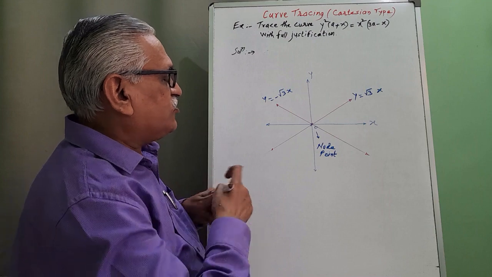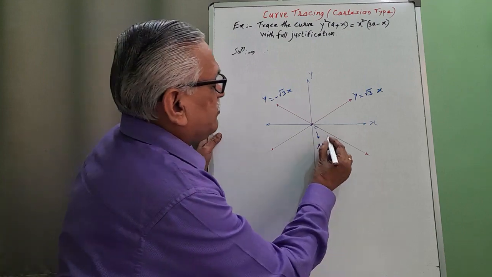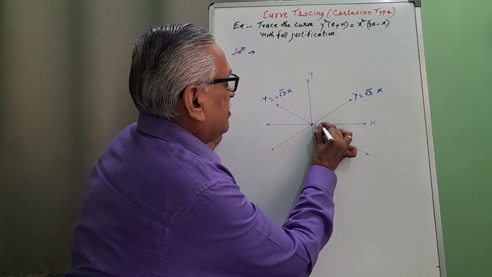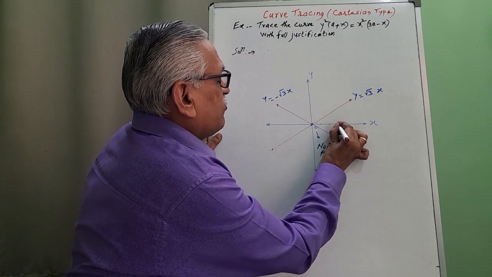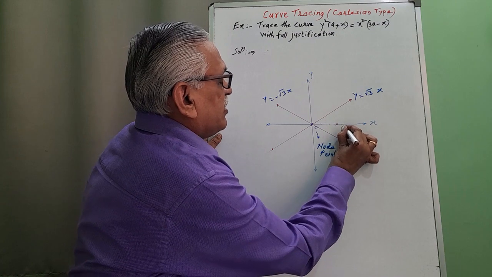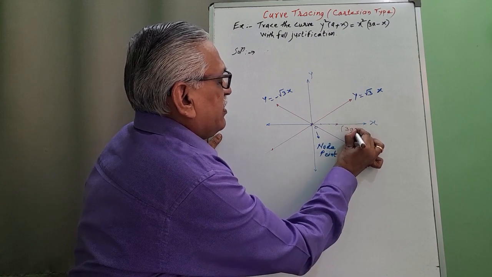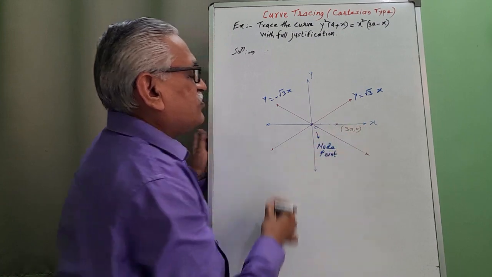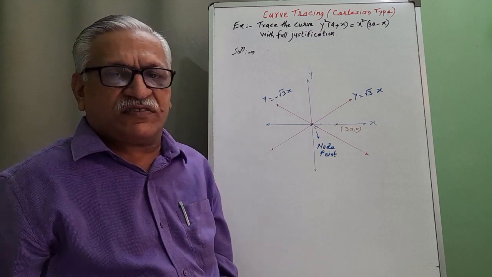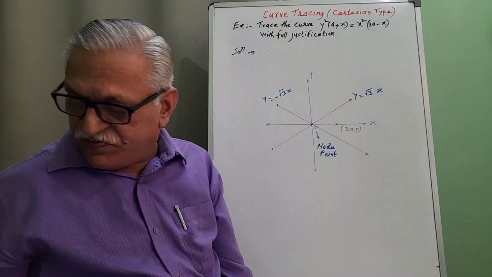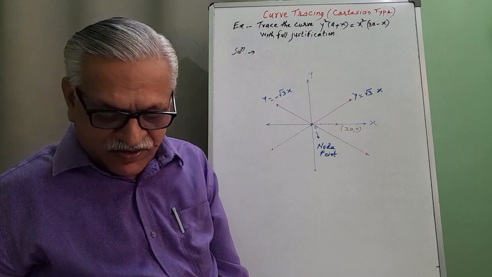Therefore that 3a, 0 by some suitable distance, a, 2a, 3a. Suppose somewhere here approximately that point is 3a, 0. At 3a, 0, the tangent is the y-axis, a new y-axis. Therefore, I will show that y-axis.